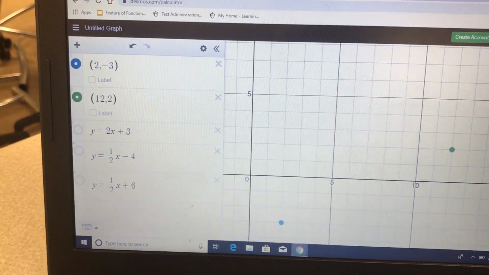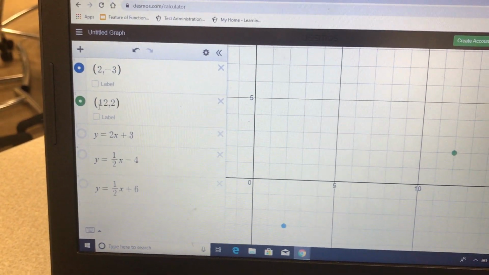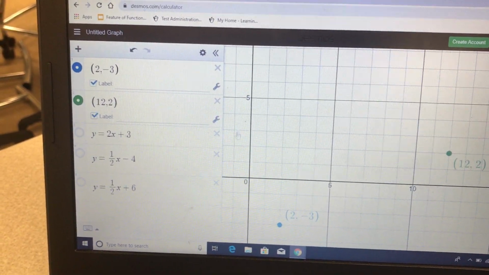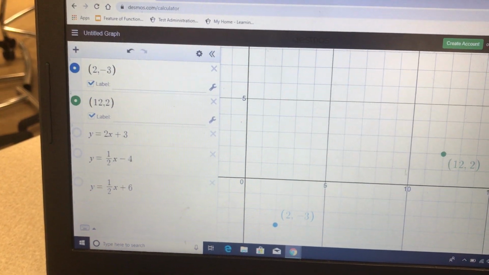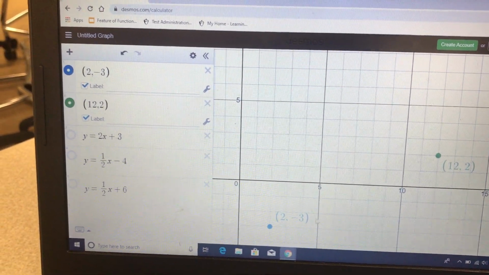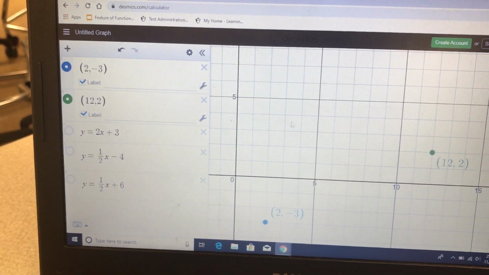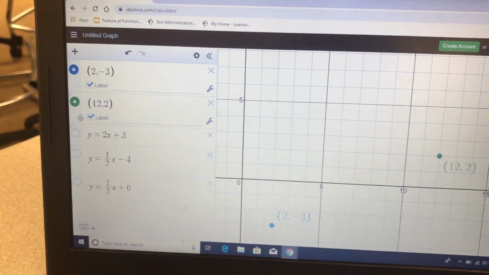Okay, so ahead of time I plotted these on our coordinate plane, and I'm going to label these 2 points just for the sake of this video. So we can see 2, -3, and 12, 2 are these blue and green coordinate points here on our coordinate plane. So in Desmos, you're going to graph your line.